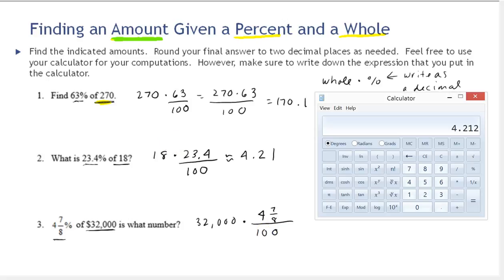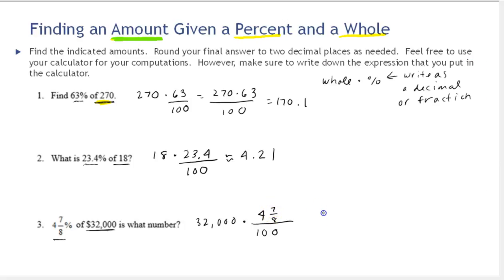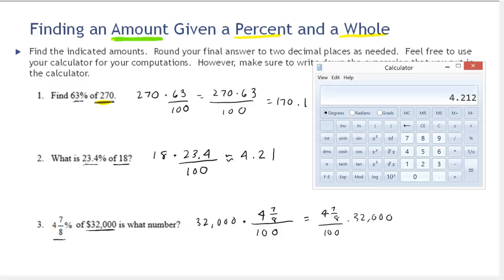Now we have a mixed number and a fraction here, so I'm actually going to find this value first before I multiply by 32,000. So let's start by finding 4 7/8. Then I'm going to divide it by 100. Then I'm going to multiply by 32,000. Since it's multiplication, I can do this in that order, and then it makes it easier to use the calculator. So first, to find 4 7/8, I'm going to add 4 plus 7 divided by 8. Then I'm going to divide by 100.